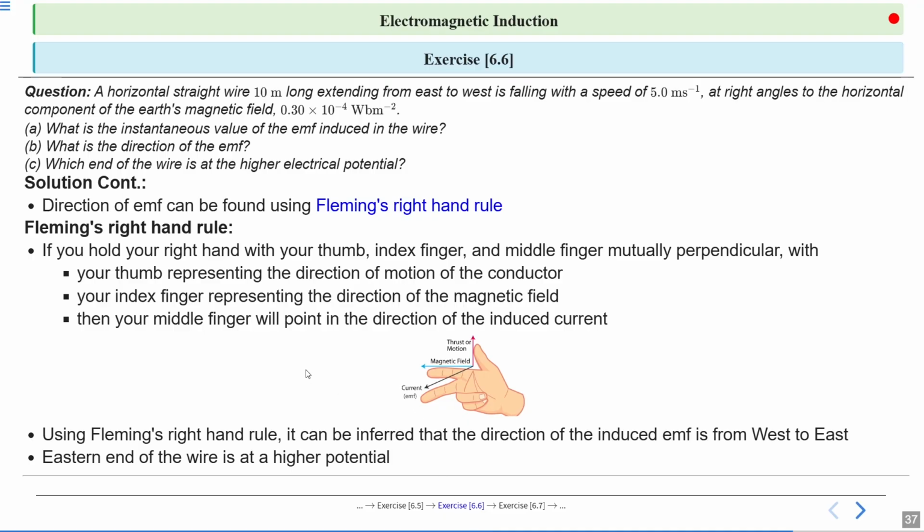Similarly, from west to east. So on the east side, there will be the positive terminal. So the eastern end of the wire will be at higher potential.